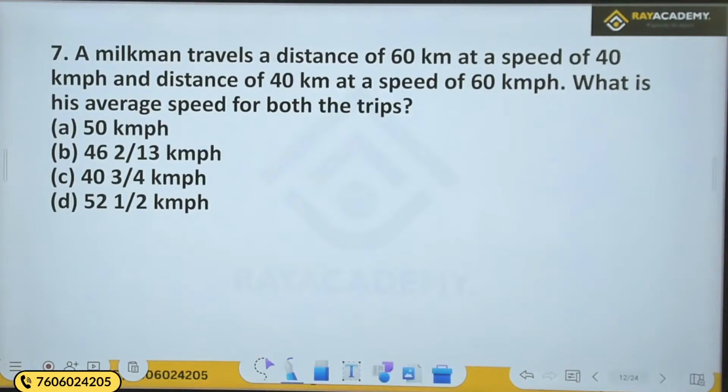Next question. Question number 7. A milkman travels a distance of 60 km at a speed of 40 km per hour and a distance of 40 km at a speed of 60 km per hour. What is the average speed for both?